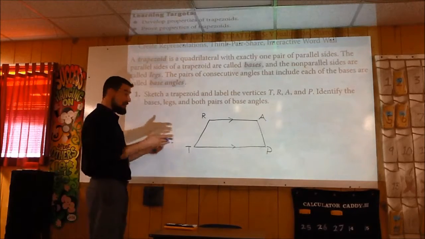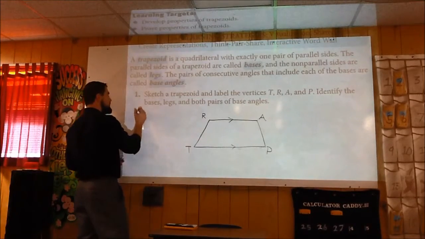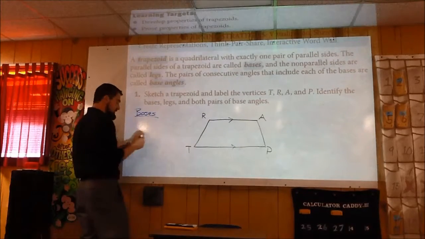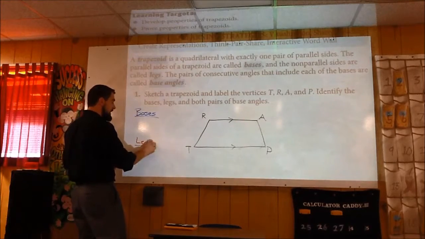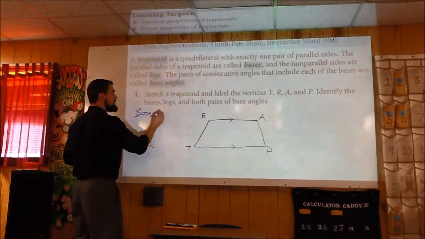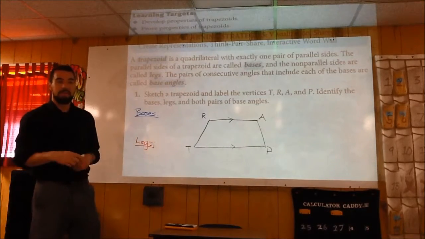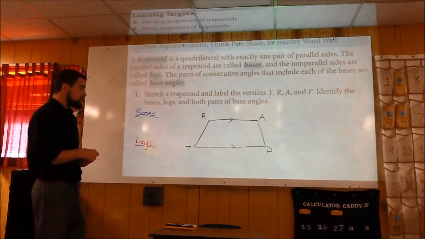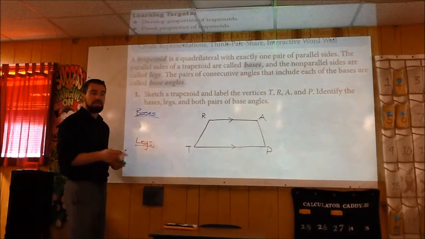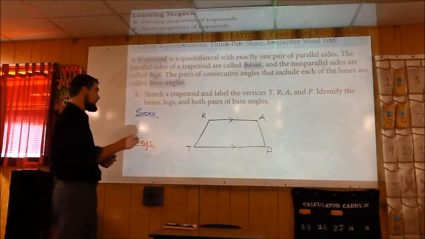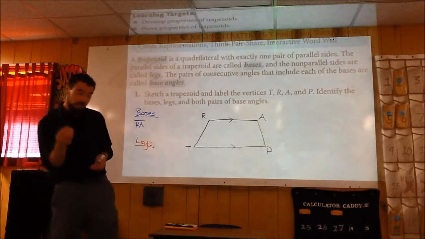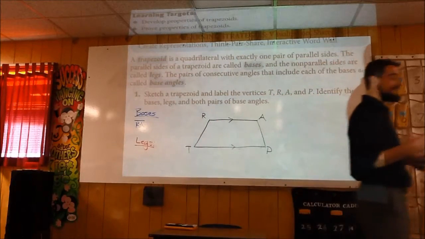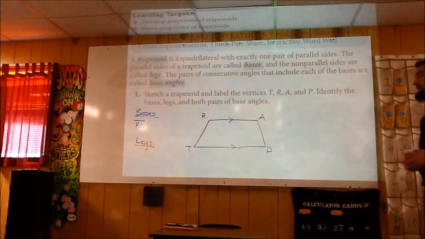And we're going to identify the parts of this trapezoid that we have drawn. First, we need to look at the bases. Can you identify the bases of a given trapezoid? Then we also need to look at the legs. Can you identify the legs of a given trapezoid? And then we'll discuss the base angles as well. So who can tell me one of the bases of this trapezoid? Segment RA. Thank you for saying first what the geometric object is. These are segments, like sides of quadrilaterals or any polygons are segments. So one base is segment RA.